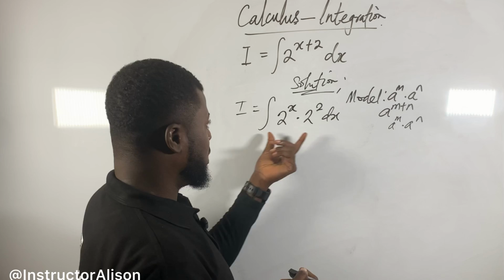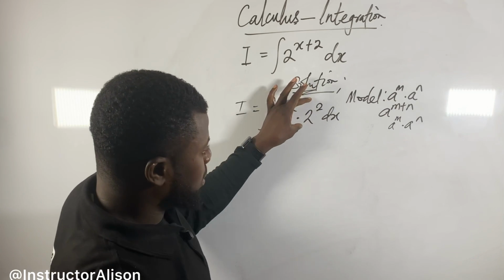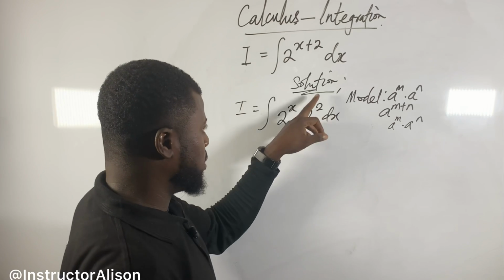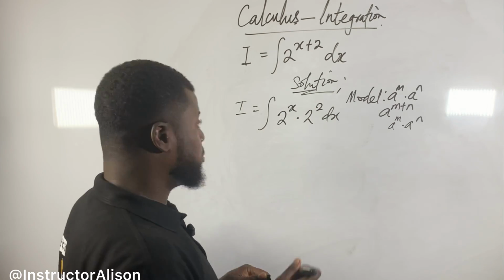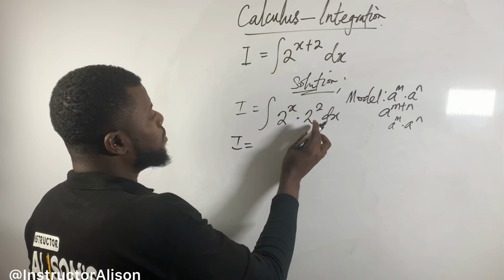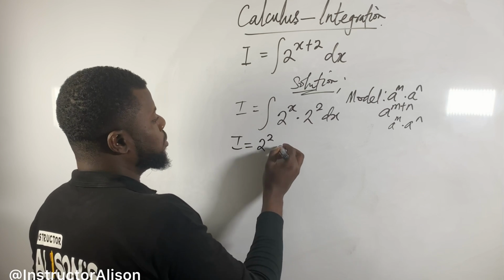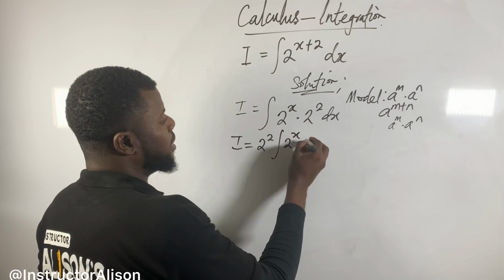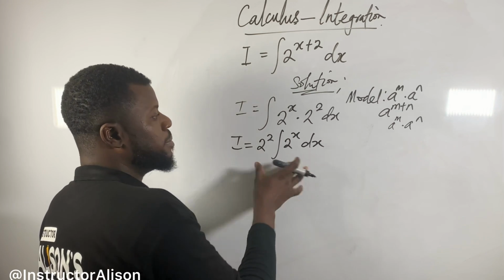Next, I want to take the integral of this function. But this particular term, 2 to the power of 2, I want to bring to the front because I don't see a variable there. I just want to work on the part that carries the variable. So I carry 2 to the power of 2 to the front, times the integral of 2 to the power of x dx. You can even change it to 4 if you want to, no problem.